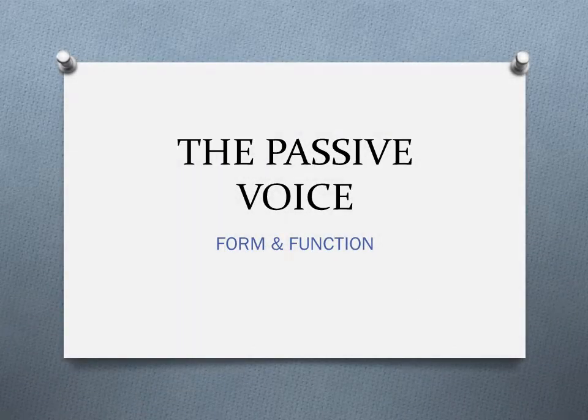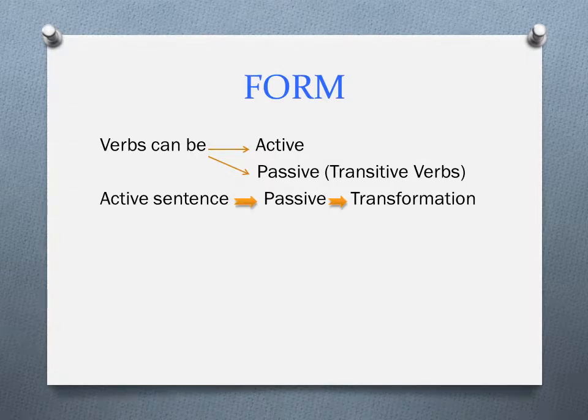The passive voice, form and function. Form. Verbs in English can be active or passive. Notice that only transitive verbs can be made passive. An active sentence becomes a passive one by a process of transformation.